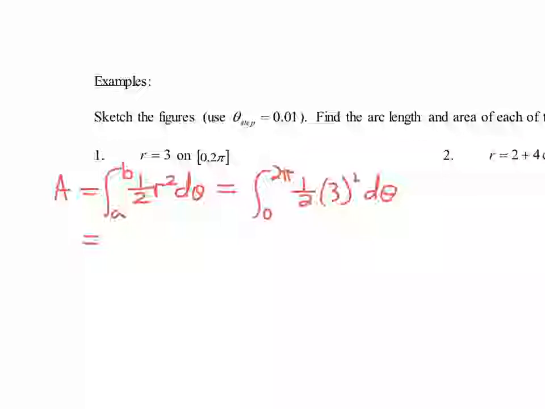So now we can clean it up. That's going to be 9/2 d theta. As integrals go, this is not a terrible one, right? Because we're anti-differentiating with respect to theta, and it's constant. So I'm just going to introduce a theta.